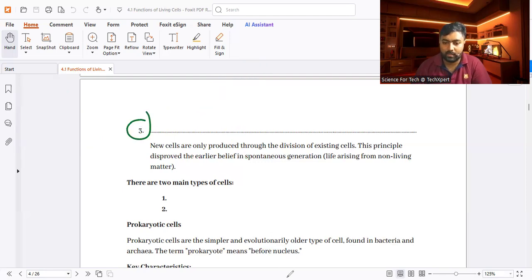Then let's write the third sentence. All the cells arise from pre-existing cells. Within brackets write cell divisions.